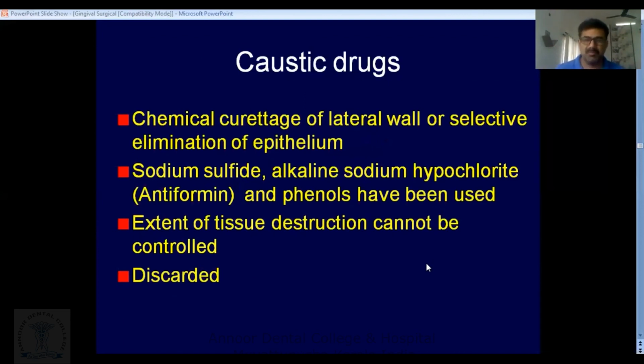But what is the problem? Can you control the extent of these caustic drugs on the gingival tissues? You can't control it. It is a problem. I mean, it was used before. Now it is not used. It is a historic concept, and mainly we used sodium sulfide and alkaline sodium hypochlorite, which is known as antiformin, and also a few phenols have been used. So these are the caustic drugs, but it is of historic importance. It is not now used. It is discarded.